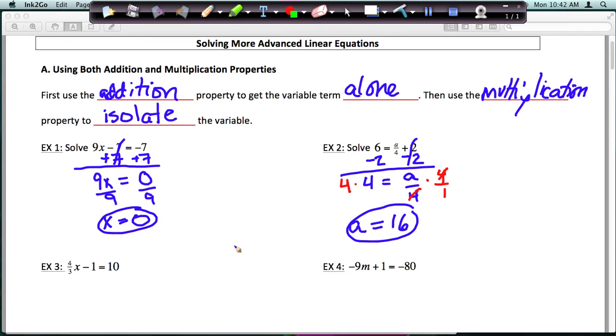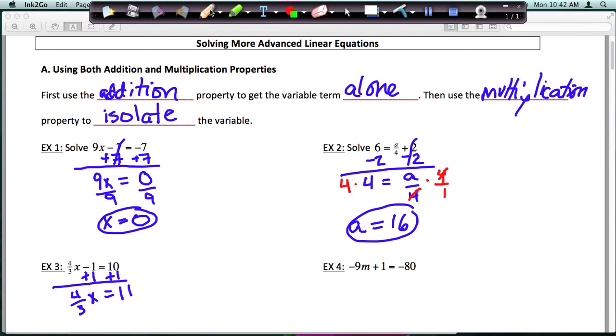Okay, go ahead and pause this and try example 3. Try and get x by itself. Okay, so what you should have done: first thing, we want to get rid of this minus 1 so I can get this variable term by itself. So I'm going to add 1 to both sides of the equal sign, and I get 4/3 x equals 11.